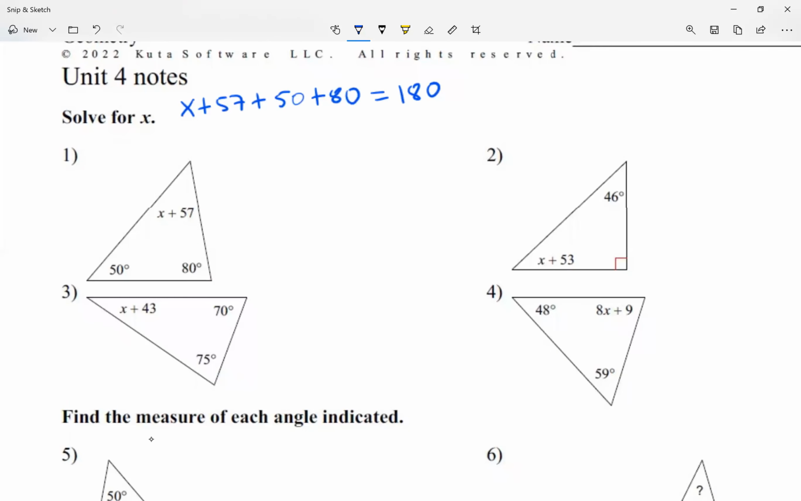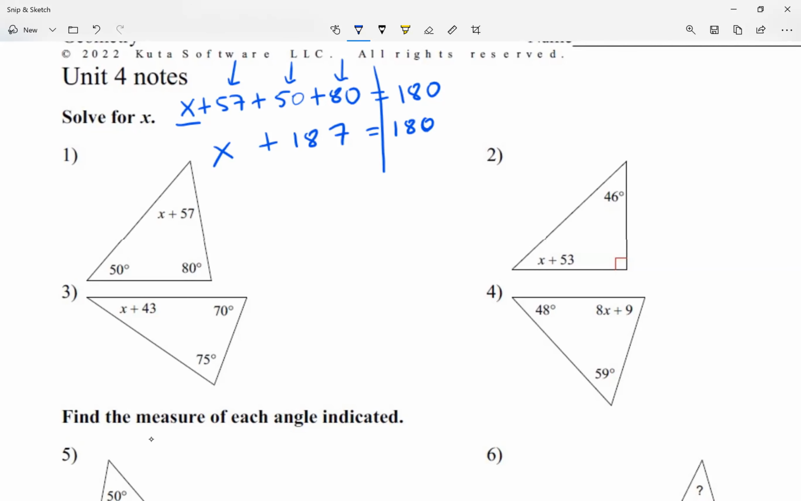All right, let me combine my like terms. First, let me separate them through the equal sign. When it comes to letters, I just have x. When it comes to non-letters, I have 57 plus 50 plus 80. Use a calculator if you need to. This gives me 187. And this is equal to 180. So I have that x plus 187 equals 180.